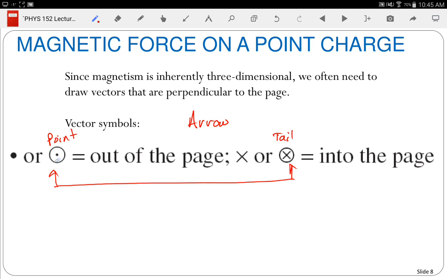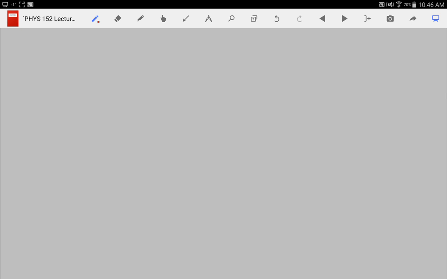So I will always do the ones that I marked here, circle with either a dot in it or an X in it. Apparently there are some sources that just use the dot or the X without the circle. So I will indicate fields if they're going into or out of the paper using those symbols, or directions of flight, or currents.